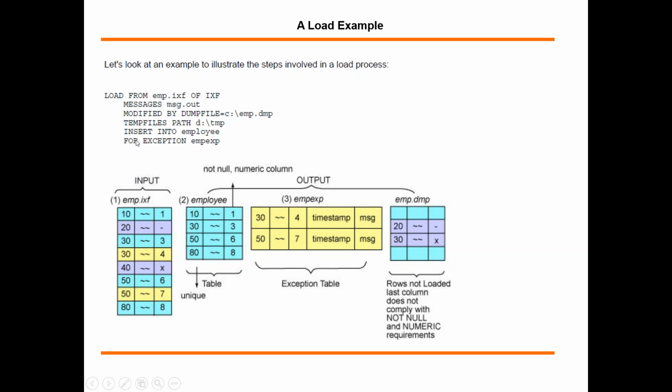You can also ignore giving this exception table and dump file. These are not mandatory. If you don't give them, this information is nowhere tracked. It is just gone. You are trying to load 8 records, but only 4 records exist in the employee table. What happened to the remaining 4 records? You have no clue, right?